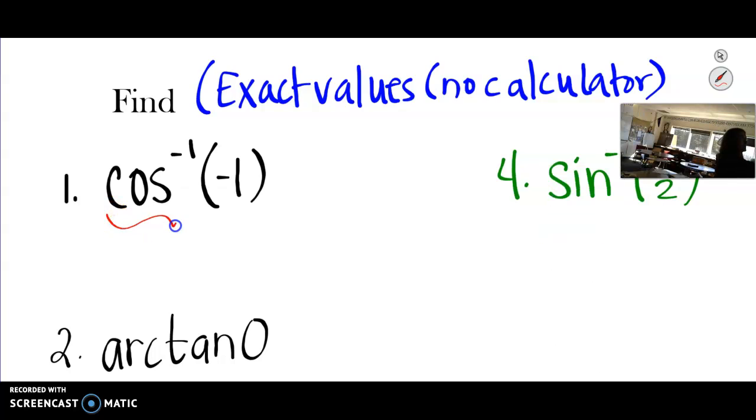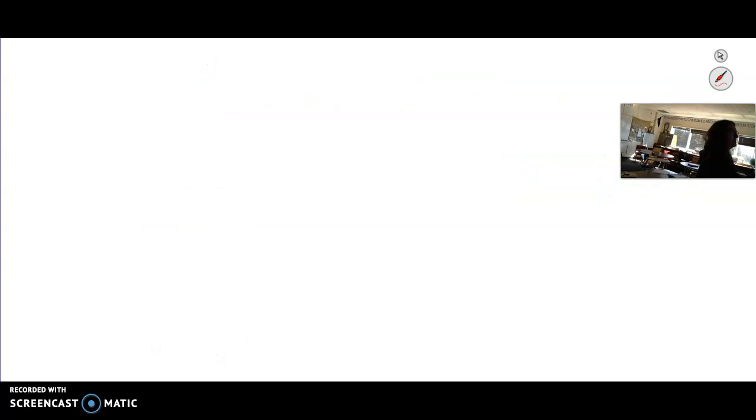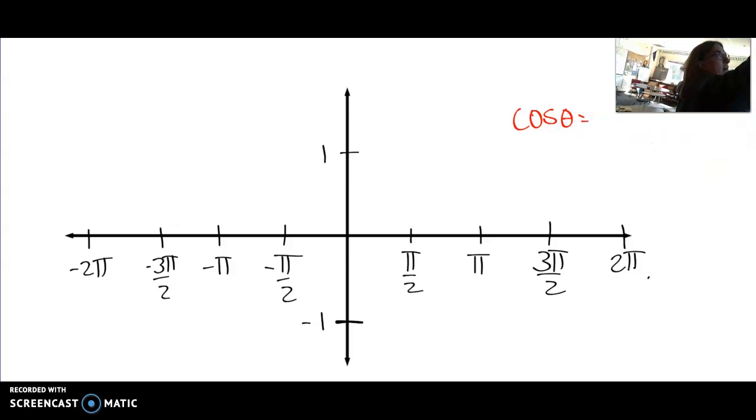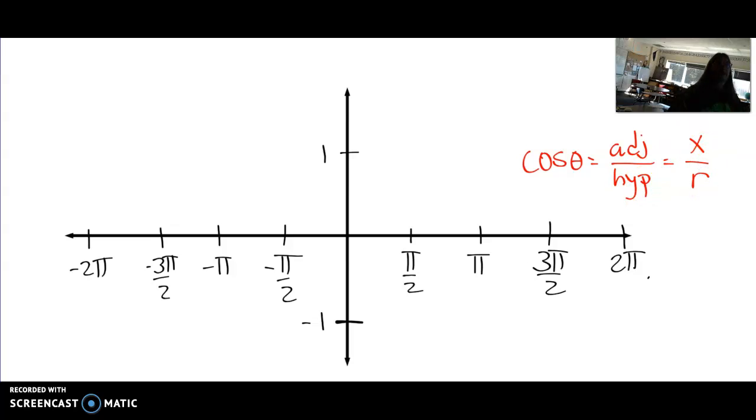So when you see cosine inverse of -1, what I'm asking you to find is an angle that gives you a ratio. Cosine, again, is adjacent over hypotenuse, and that's equal to -1. There are a couple of different ways to think of cosine. Cosine of an angle is equal to the side adjacent over the hypotenuse. It's also equal to x over r in terms of x, y, and r.